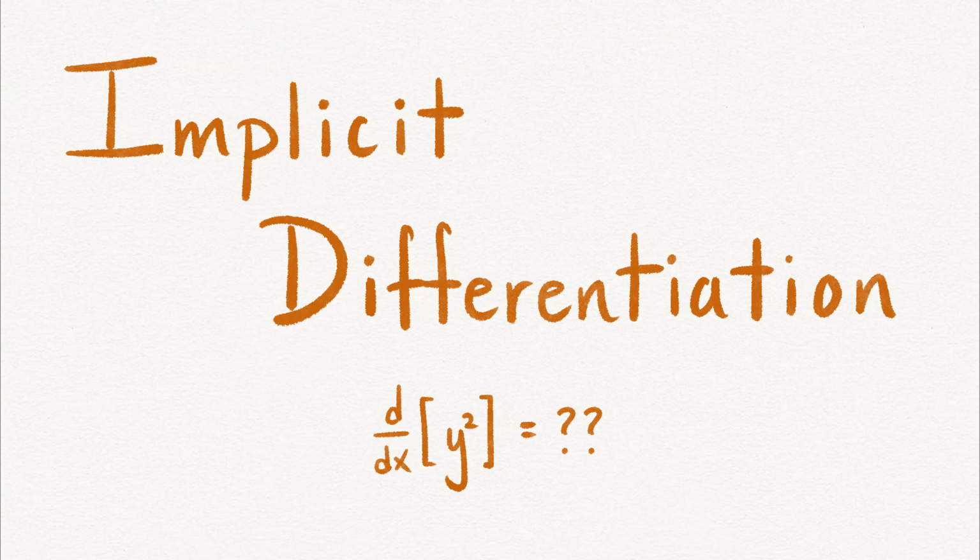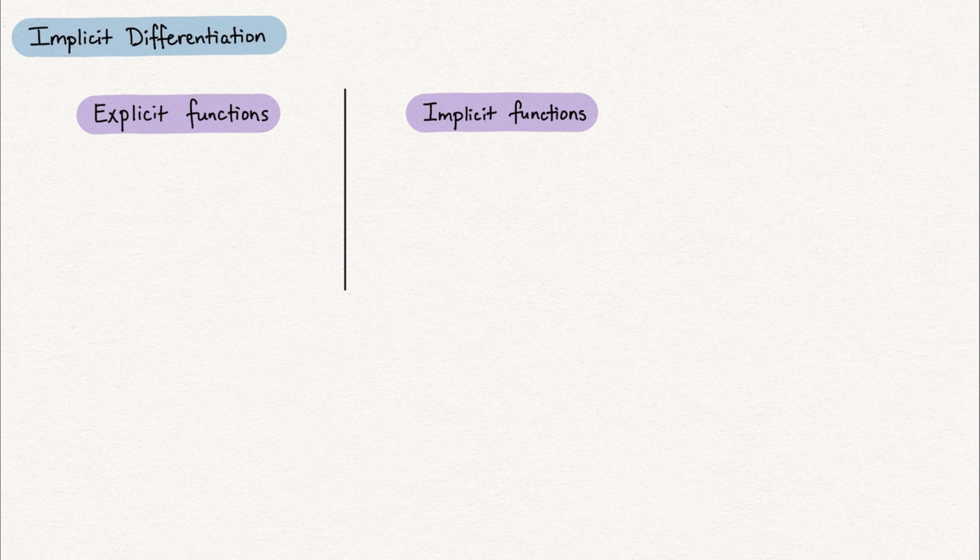My name is Peter, and today let's talk about implicit differentiation. Alright, before we get into it, let me first provide some motivation as to why we need this kind of differentiation technique. Basically, any function that we work with can be categorized as one of these two types of functions, explicit functions and implicit functions.